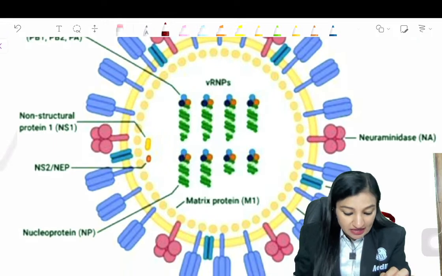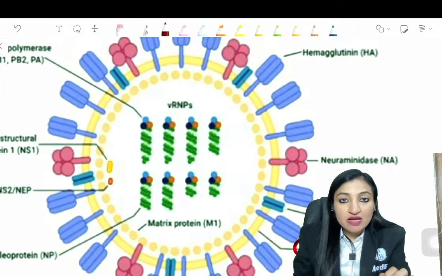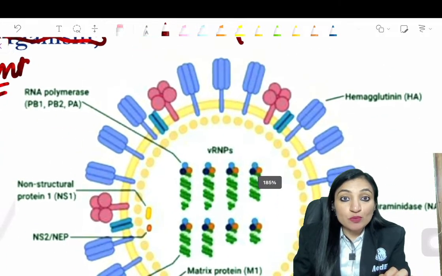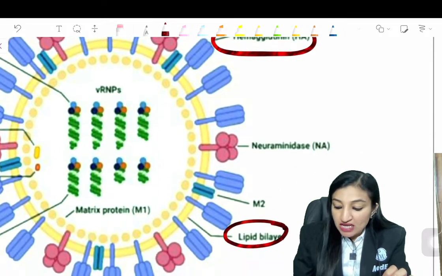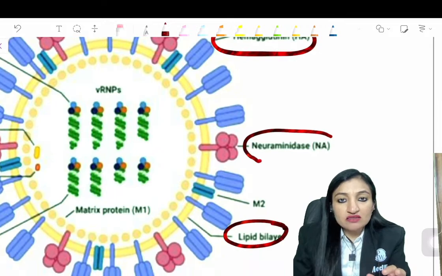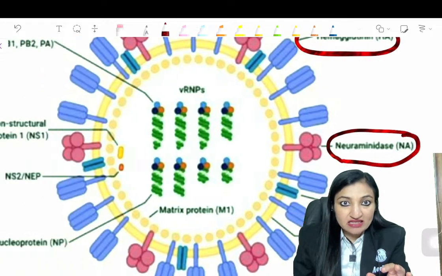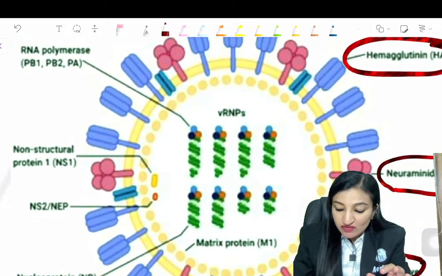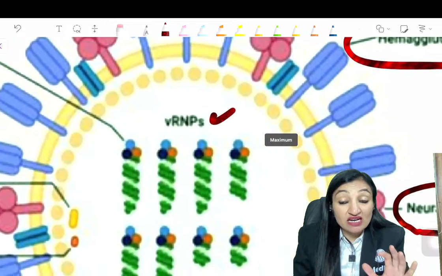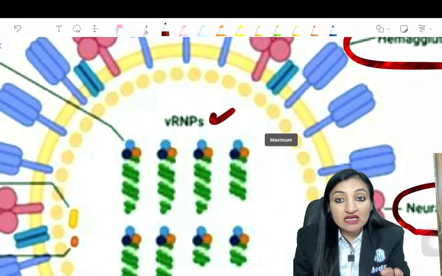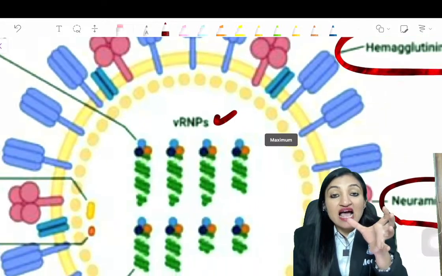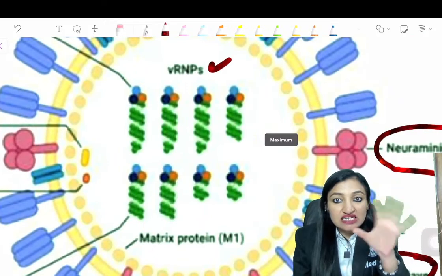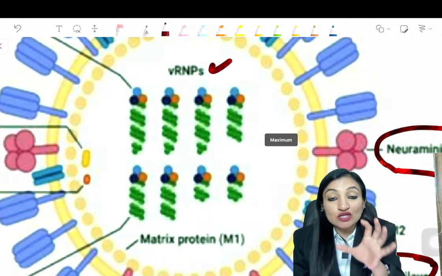a lipid bilayer envelope. Envelope is decorated with peplomers or proteins. Like for example, these blue proteins are hemagglutinin. Okay, this maroonish color is neuraminidase, and inside you see the VRNPs, viral ribonucleoproteins. Ribonucleoproteins are nothing but the proteins associated with the ribonucleic acid, and so all of these green things are the ribonucleic acid or RNA.